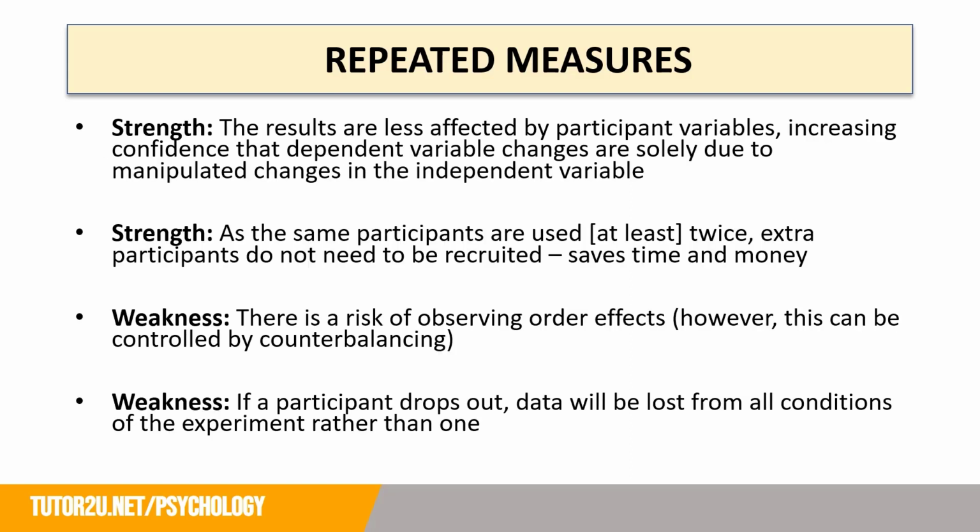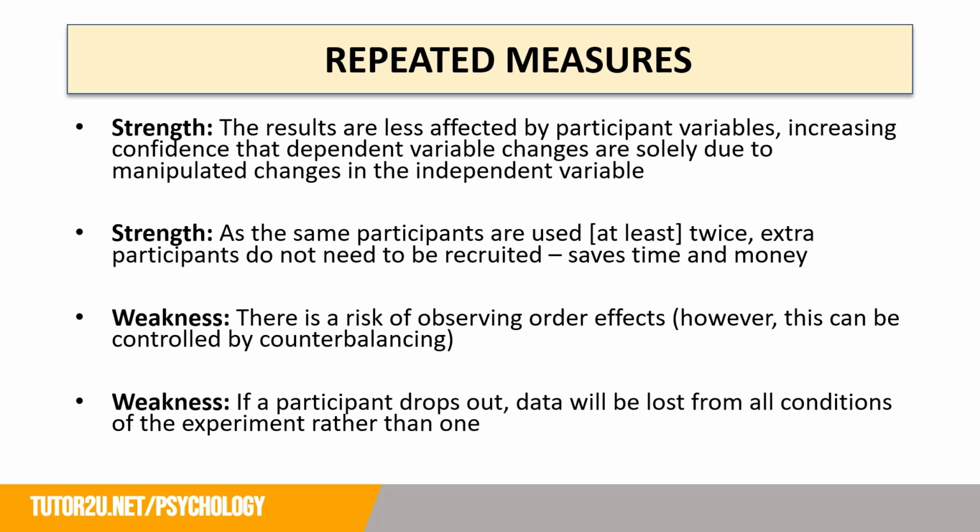Now, what's the strength of using a repeated measure design, and what is a limitation? Now, here's a handy exam tip. What you should notice here on the screen is that the strengths of the repeated measure design are the weaknesses of the independent groups, and the strengths of the independent groups are the weaknesses of the repeated measures. So in other words, if you can just remember a couple of strengths or limitations, depending on what experimental design you get asked to talk about or evaluate, you can just flip these strengths and weaknesses to the correct one.